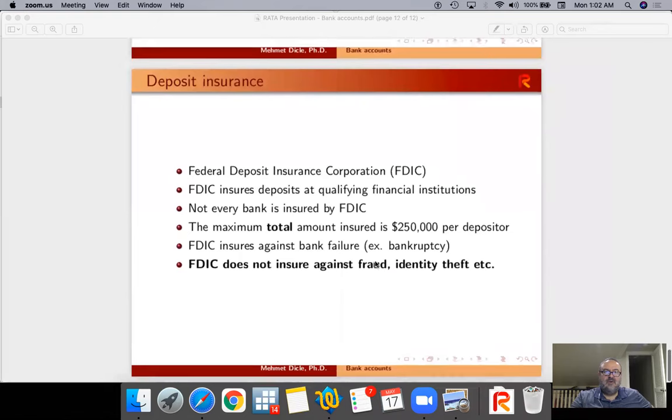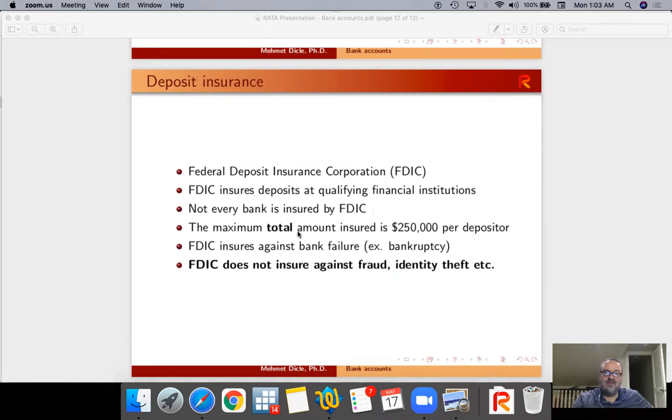So there is the issue of deposit insurance, and there are some misconceptions about it. The deposit insurance is offered by the Federal Deposit Insurance Corporation, which is backed by the full faith of the U.S. government. But FDIC insures deposits at qualifying financial institutions. Not every bank is insured by FDIC, so you should definitely check when you open an account. You should check to make sure that the institution that you chose is insured, so your money at that institution is insured through FDIC.